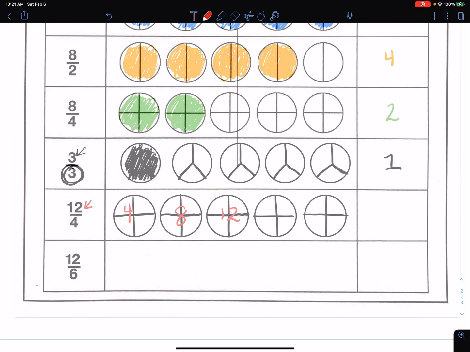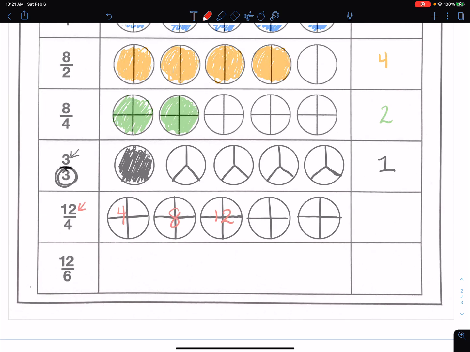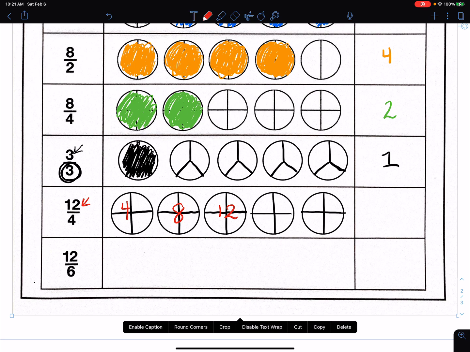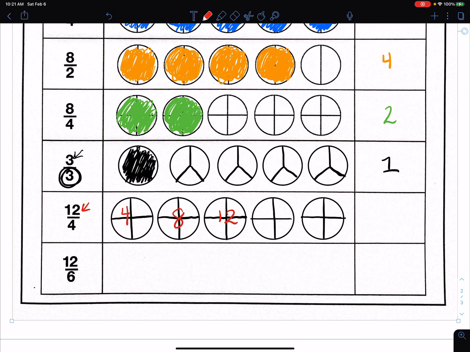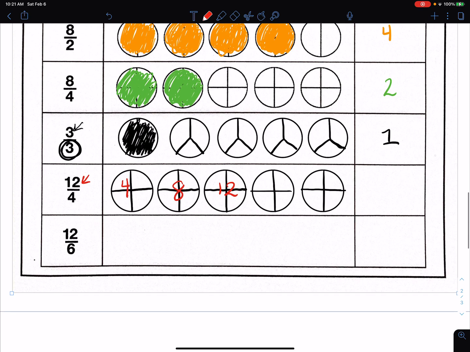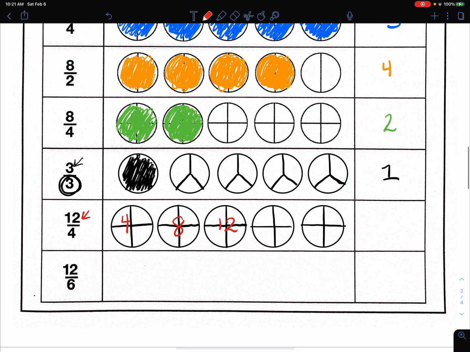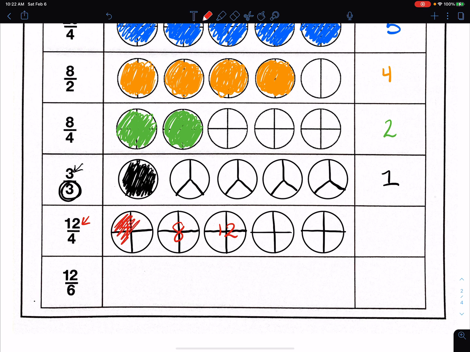So I'm going to color this whole circle, this whole circle, and this whole circle. And I see that I have 1, 2, 3 wholes shaded.